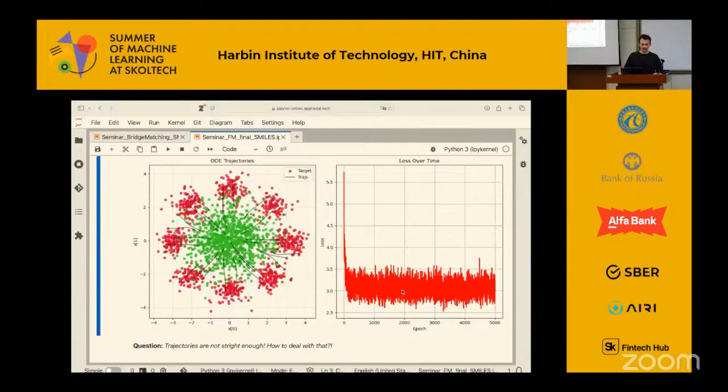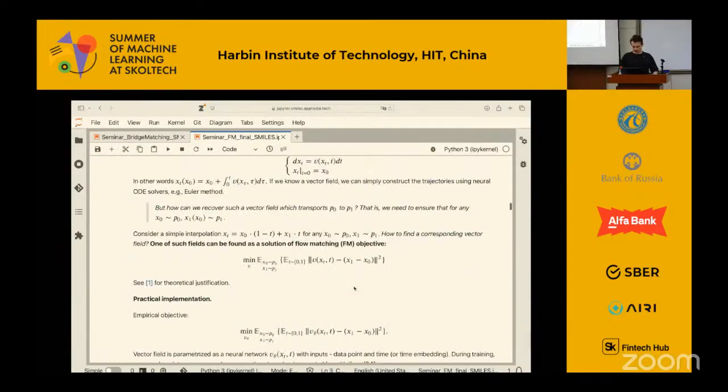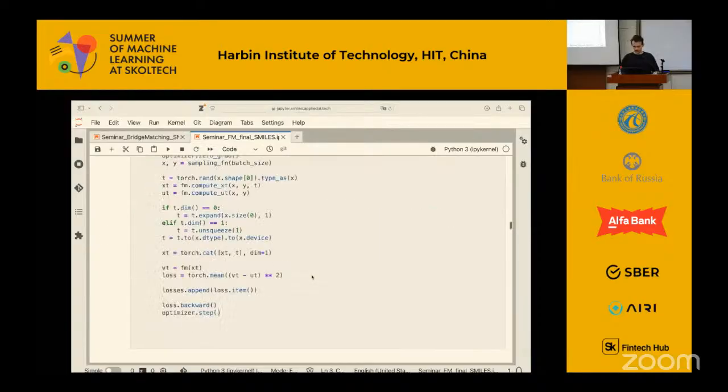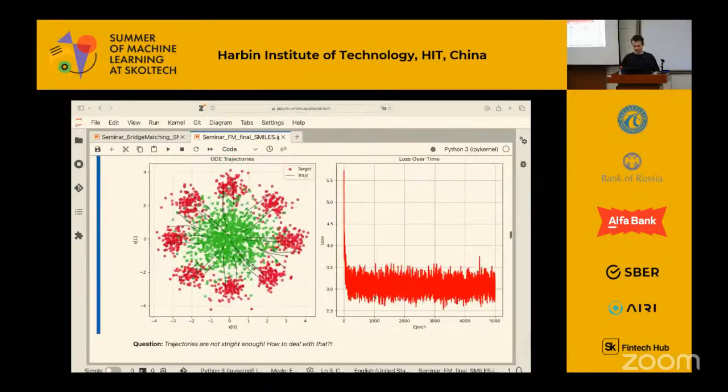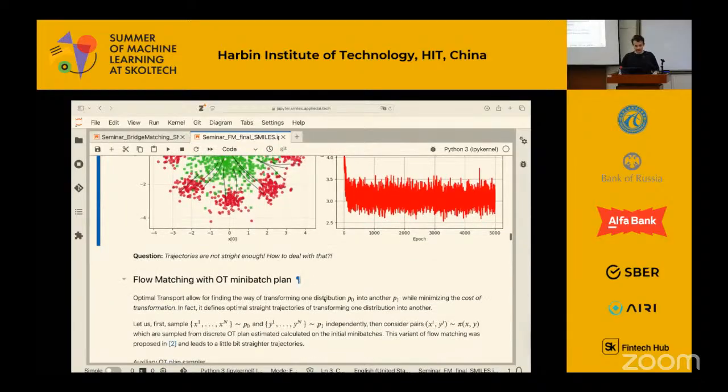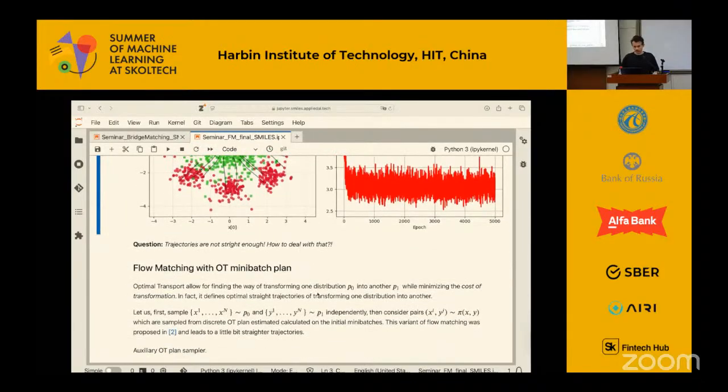And the interesting thing is that the only case where our regression loss comes to 0 is when x0 and x1 are sampled from the optimal transport plan distribution. I will show it a bit later. So the loss is near the optimum, but the optimum is greater than 0. And the trajectories are not straight. Let's find some way to get them straighter.